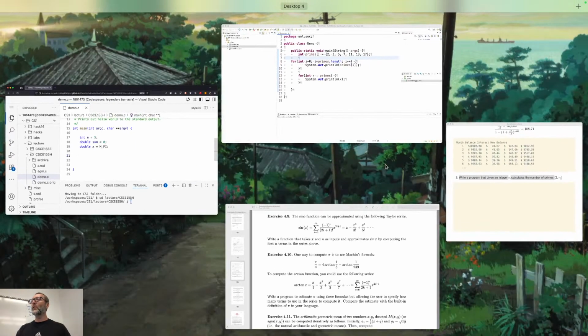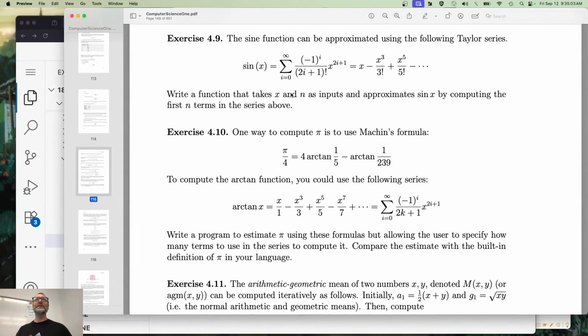So I want a loop, and I'm going to run it from 0 up to n. What kind of loop control structure does that say to you?